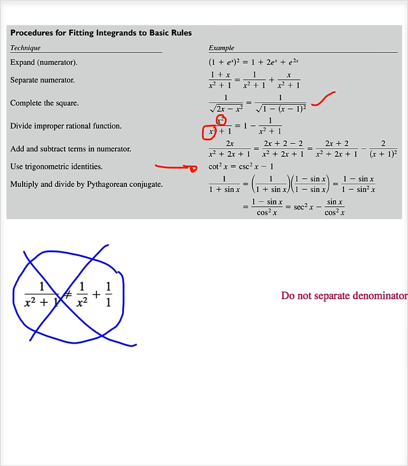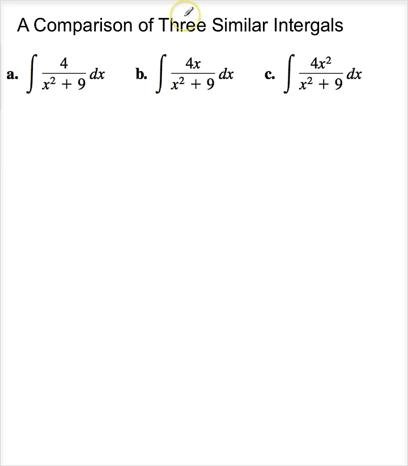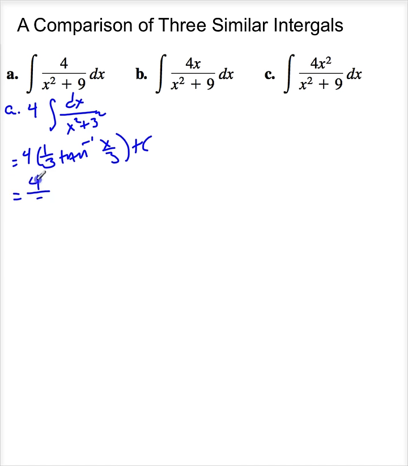So let's look at three different integrals. If I look at this integral right here, the only difference is I'm changing the numerator, but it's going to give me three very different answers. So let's look at A. This is 4 times the integral of dx divided by x squared plus 3 squared. Right, this is my inverse tangent function. So this is 4 times 1 over 3 inverse tangent of x over 3 plus c. So I'm going to rewrite this as 4/3 inverse tangent of x over 3 plus c.